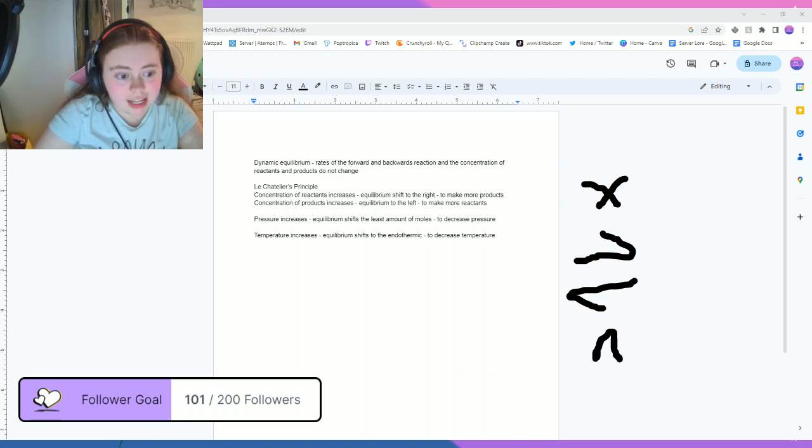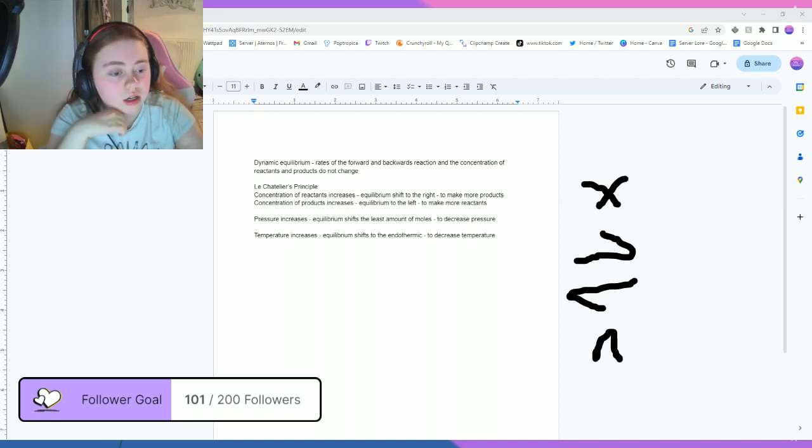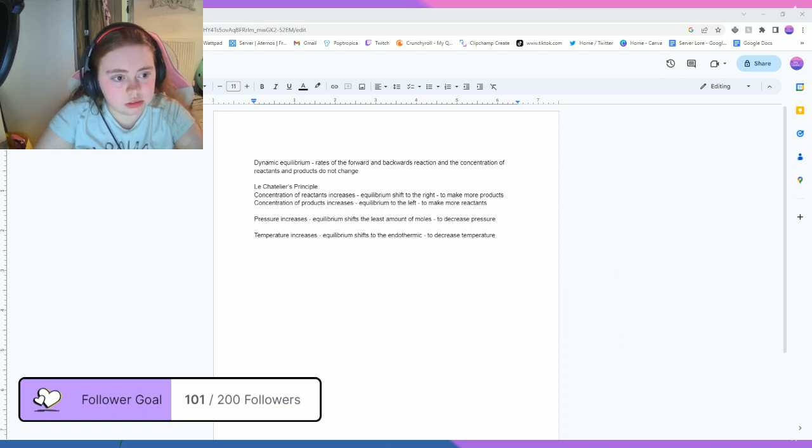So the forward reaction was exothermic and the backwards reaction was endothermic. Then a temperature increase will cause equilibrium to shift to this side, which will cause a temperature decrease. And when temperature decreases, equilibrium will shift to this side of the reaction, the right side of the reaction. Of course, you have to check enthalpy change signs and other stuff.